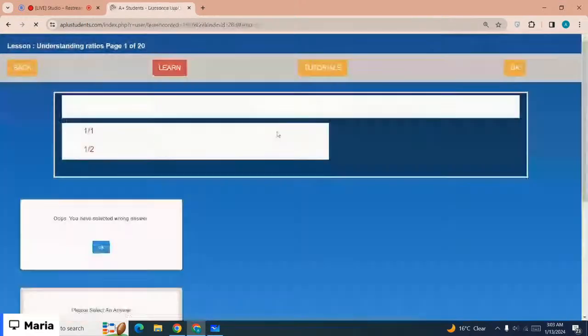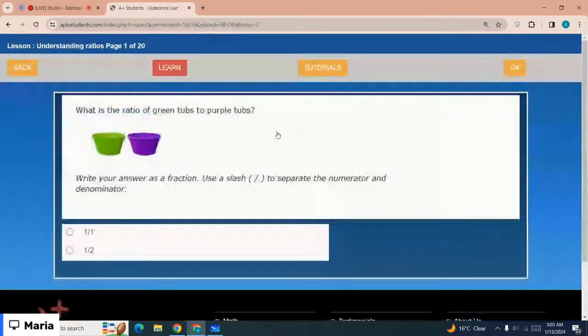What is the ratio of green tub to purple tub? So, which is the correct option? You need to count the green tub and the purple tub, and you have to write them in the ratio form, right? You have one green tub and one purple tub. So, you can write it as 1 to 1, right? So, option number 1 is the correct option, right?